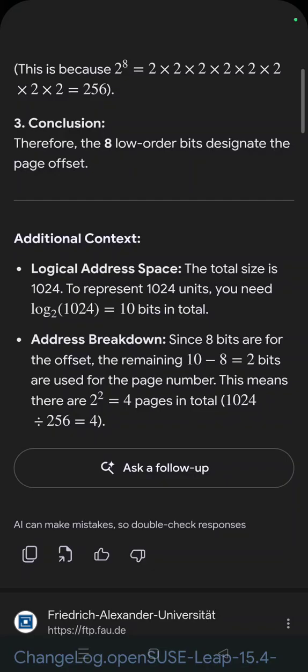Additional context: for the logical address space, the total size is 1024. To represent the 1024 units, you need log 2 of 1024, which is equal to 10 bits in total. Address breakdown: since 8 bits are for the offset, the remaining 10 minus 8, which is 2 bits, are used for the page number. This means 2 power 2, 4 pages in total.